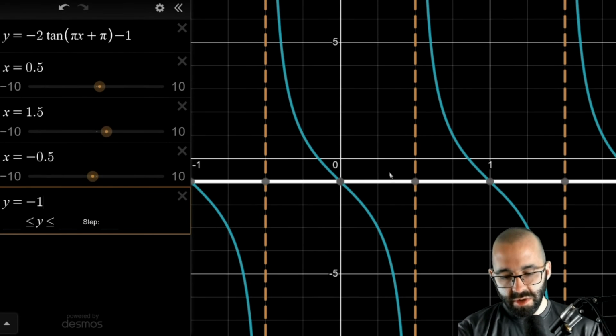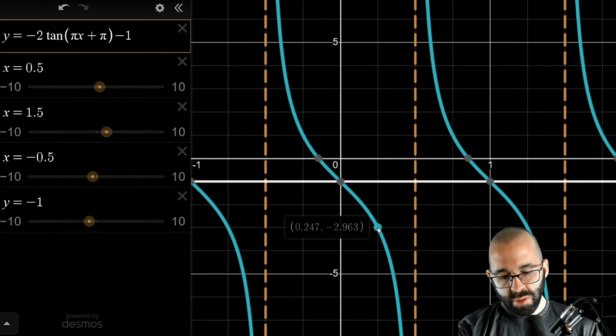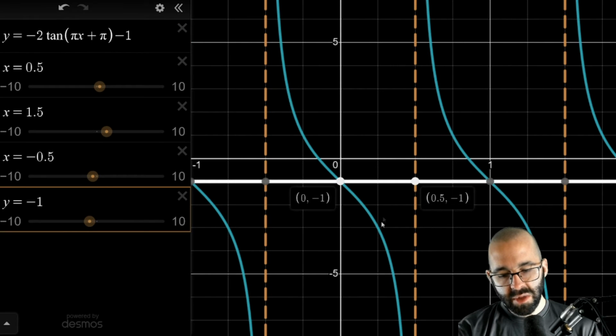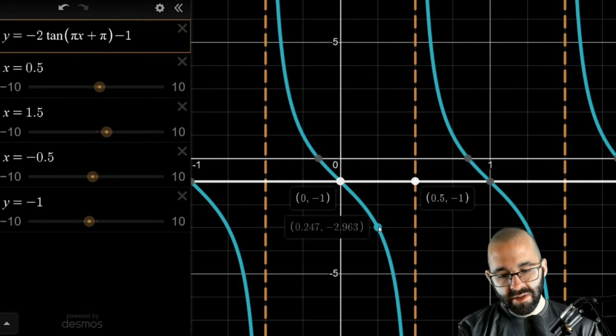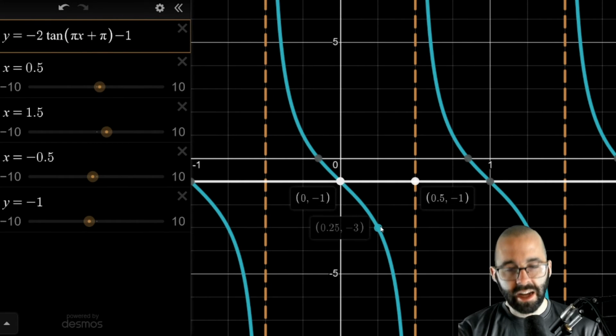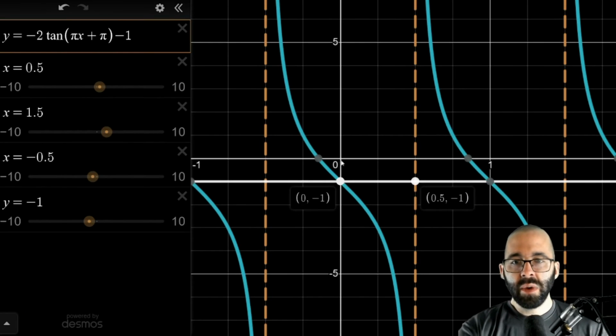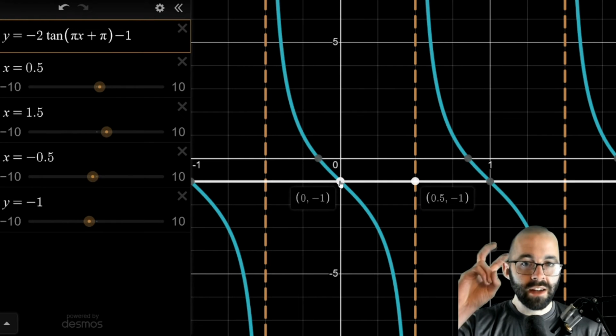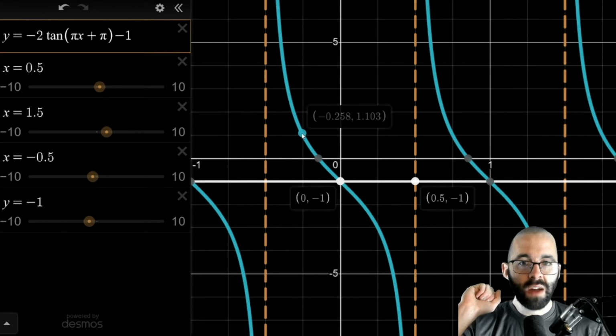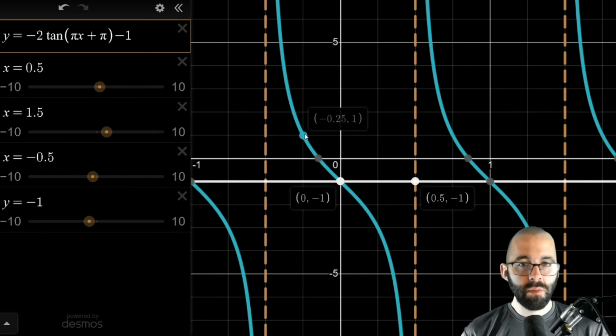And again, you don't have to do this all by hand. Look at this point right here. Halfway between the middle and the asymptote is this x value at a quarter. And at a quarter, the value is -3. Okay, so we have the point 1/4 comma -3 as well. And likewise, what's halfway between the x coordinate for the middle and the asymptote over here? Well, that's going to be at -1/4. What is the y value at -1/4? +1.